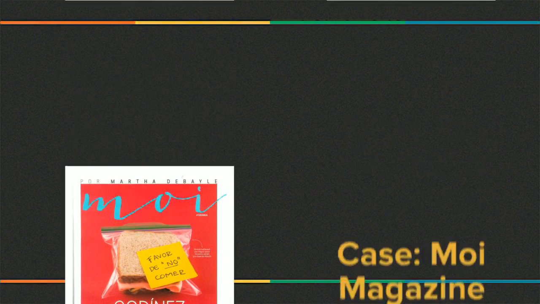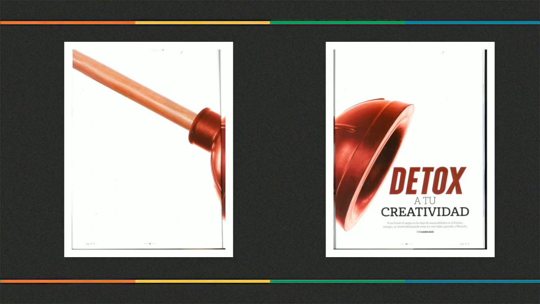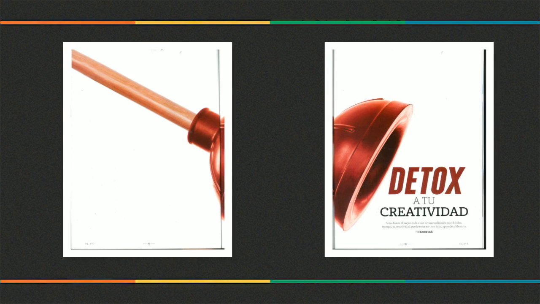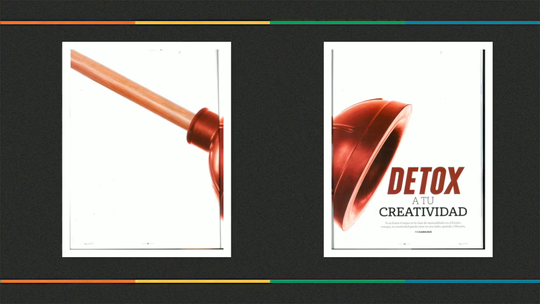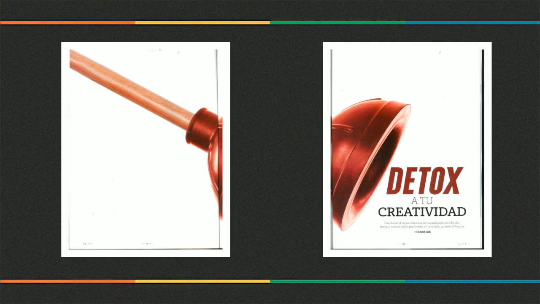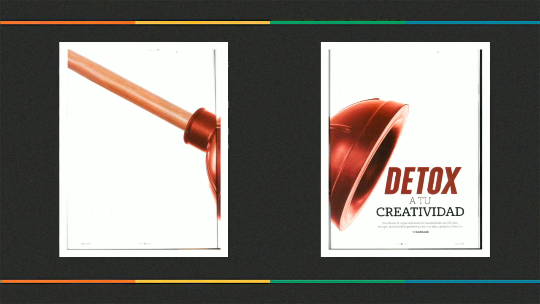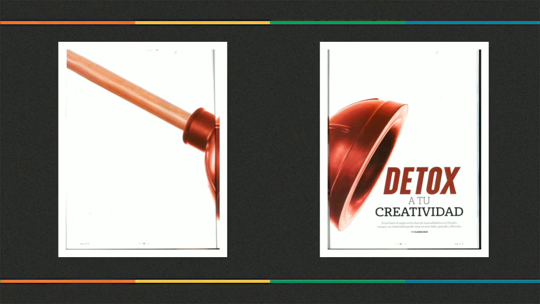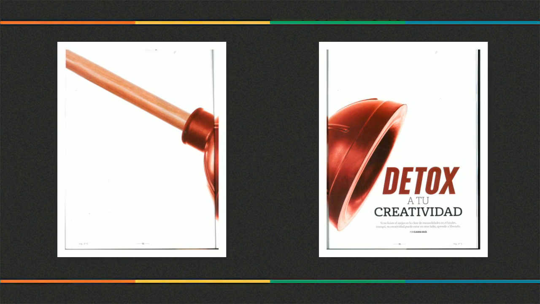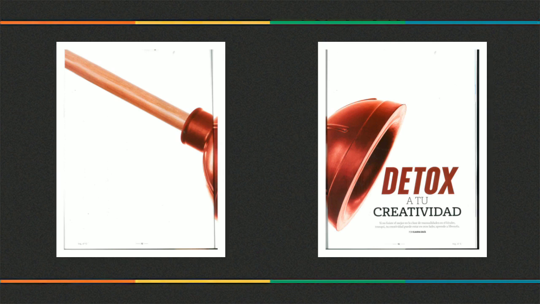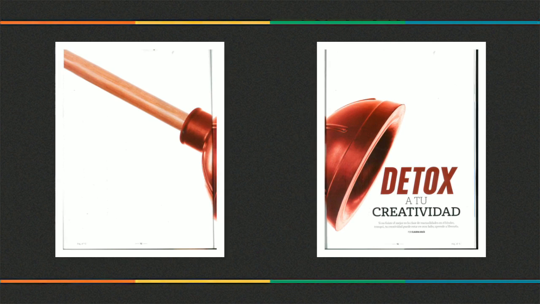Now let's have a study case. Moi Magazine. Look at the following pages and think about the relationship there is between the symbolic elements and the text. In which level of representation are those elements? How about the photograph? Look at the color. Does it have a relationship with the other elements?